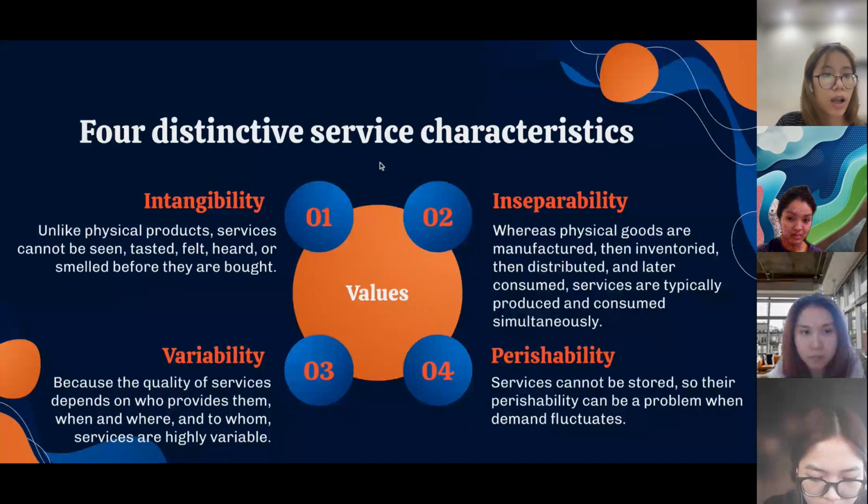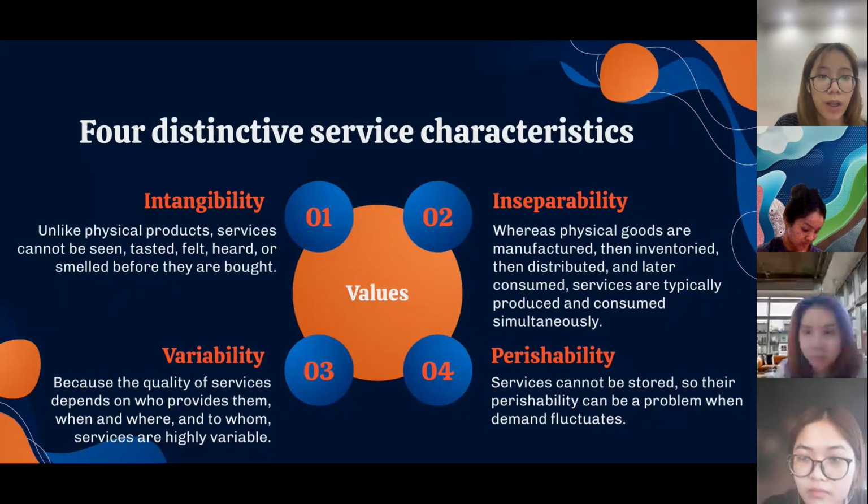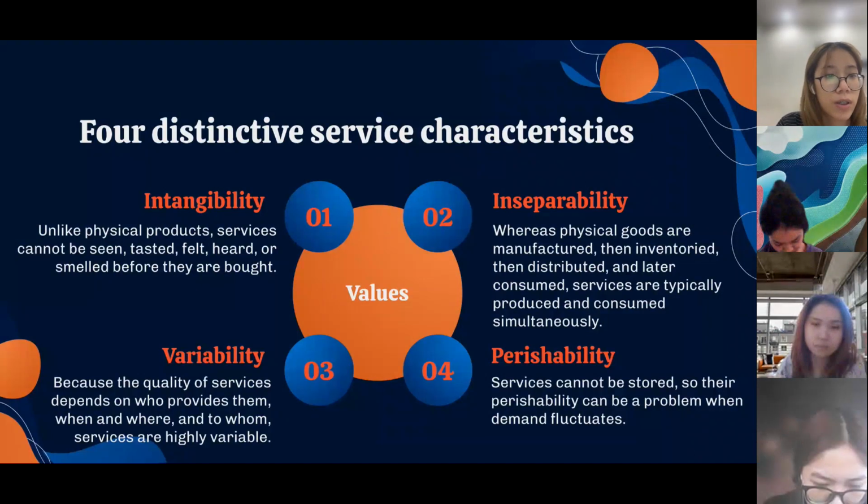About intangibility: unlike physical products, services cannot be seen, tasted, felt, heard, or smelled before they are bought. For instance, a person getting cosmetic surgery cannot see the result before the purchase. So to reduce uncertainty, buyers will look for evidence of quality by drawing inferences from the place, people, equipment, and communication materials. Therefore, the service provider's task is to manage the evidence and to tangibilize the intangible.